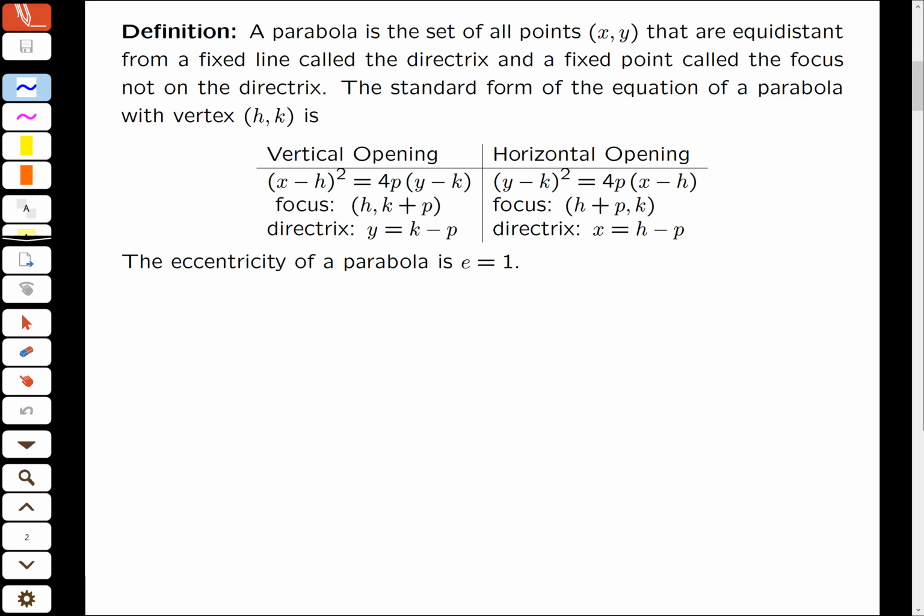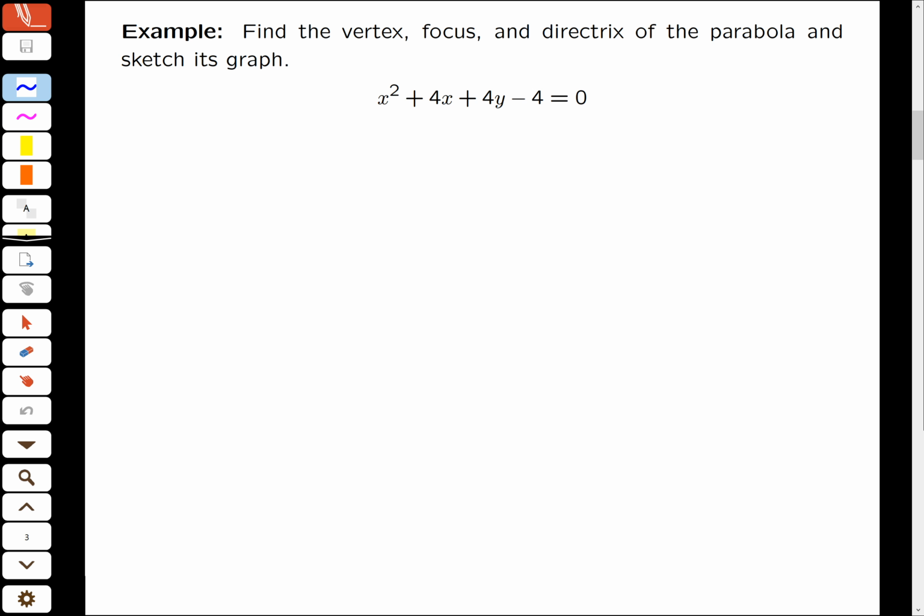So let's look at some examples here. Find the vertex, focus, and directrix of the parabola, and sketch its graph. To be able to do this, I have to put it into standard form. Remember completing the square? Yeah, that was met with enthusiasm.